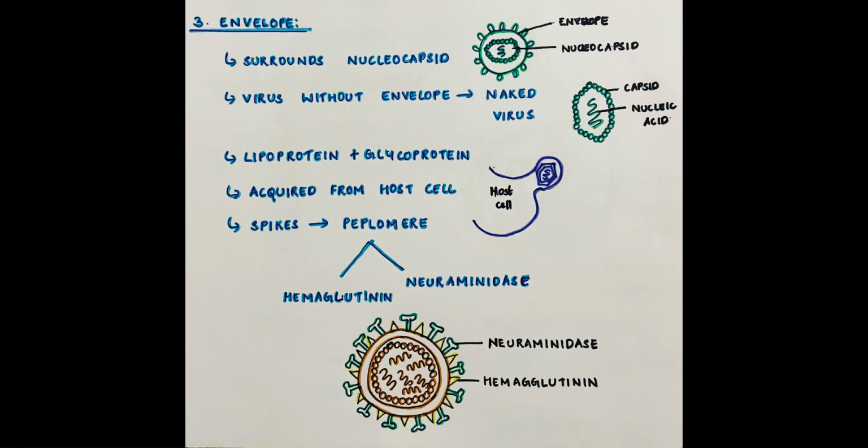Envelope: some viruses contain an envelope that surrounds the nucleocapsid. A virus without an envelope is called a naked virus. The envelope is a bilayer of lipoprotein and glycoprotein. It is acquired by the progeny virus from the host cell during virus release by the budding process. In some viruses, the glycoprotein projects out in the form of spikes called peplomers. Some of the peplomers or glycoprotein spikes, such as hemagglutinin and neuraminidase, are involved in binding of the virus to the host cell.